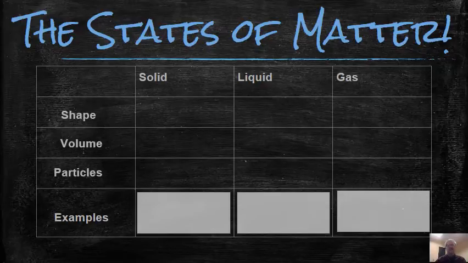So let's define this a little more clearly. So when you look at the shape and you find that this substance is holding its shape, it stays the same, it doesn't move, it doesn't change shape, then you're probably dealing with a solid.